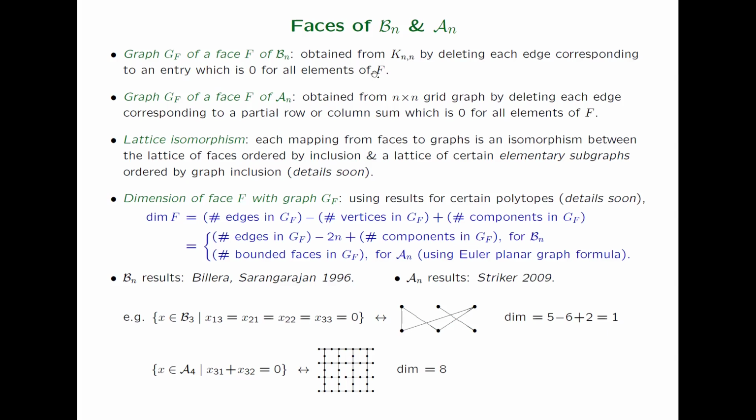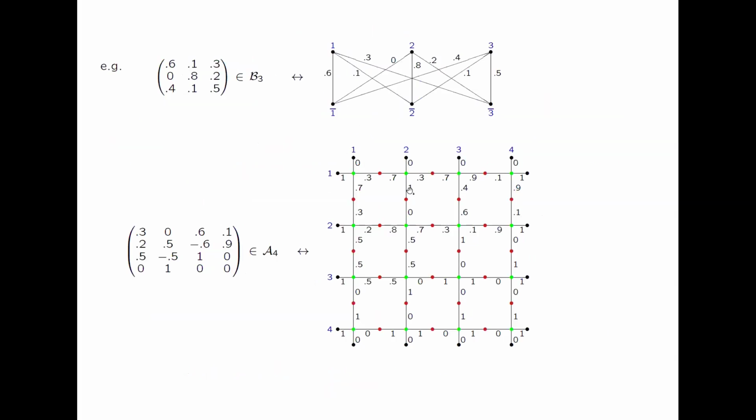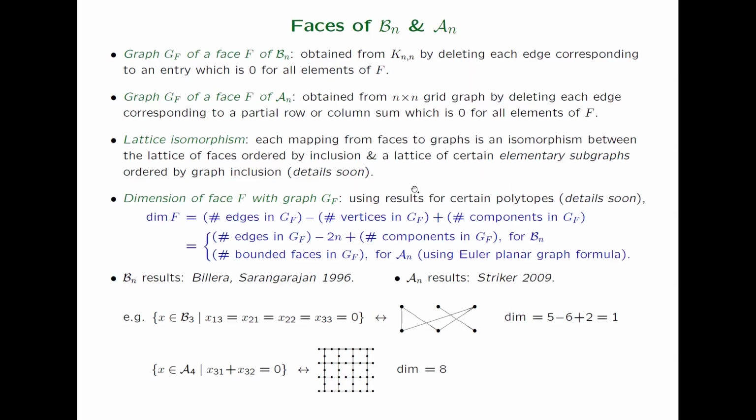And analogously, we do the process up there for A_n. So remember that in A_n, we've got the edges of this graph corresponding to partial row and column sums. So in a face, typically some of these are going to be 0 for all elements of the face. And if we find a case where that does apply, then we delete that edge. And then that gives us a graph. So these two graphs are just subgraphs of the overall graph, the K_{n,n}, or the complete n by n grid graph that we saw earlier.